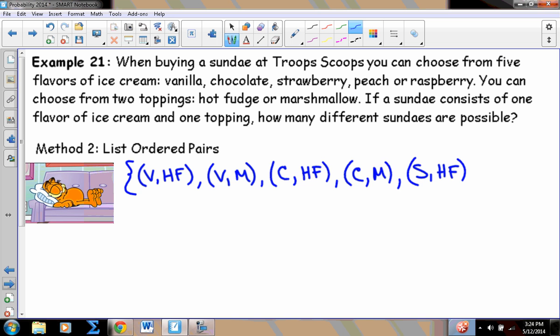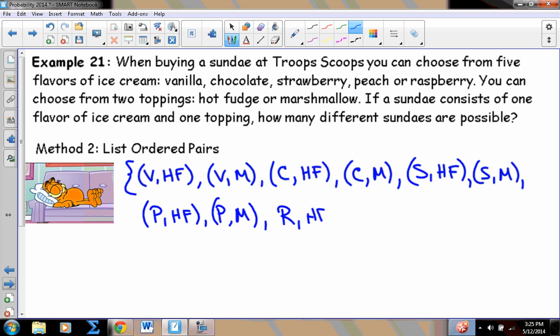Notice I'm going through each flavor of ice cream with both possible toppings. If, by the way, I had two choices that had the same letter, I'd have to be a little more careful about what I'm using, but it's pretty obvious. I only have one S, so that's going to be strawberry, okay? Peach, hot fudge, peach, marshmallow, raspberry, hot fudge, and raspberry marshmallow.